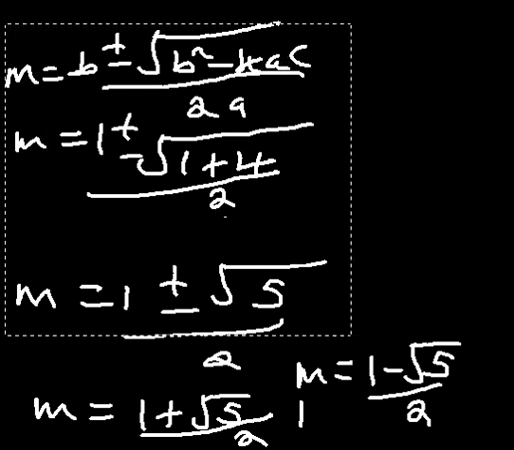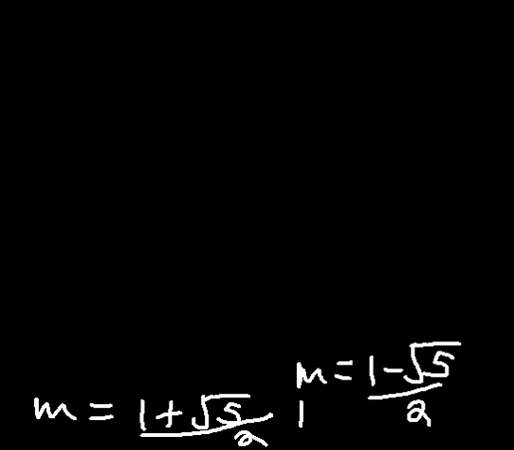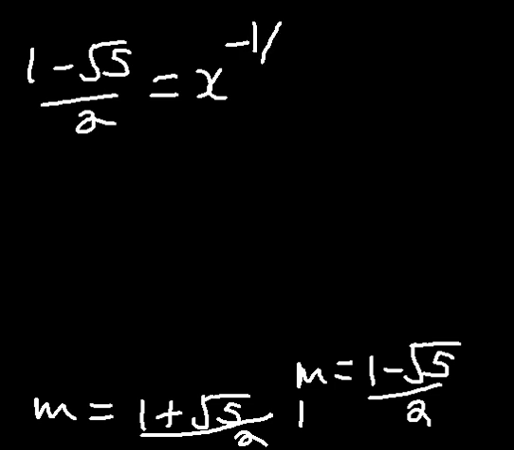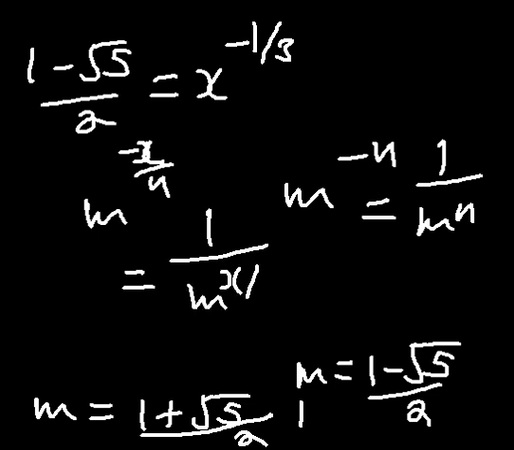Then I'll come back to the point where we have 1 minus the square root of 5 over 2 is equal to x to the power negative 1 over 3. So that will be given as that. And now, using the laws of indices, you should understand that m to the power negative n is the same as 1 over m to the power n. Likewise, if we have m to the power negative x over n, it is the same as 1 over m to the power x over n. So that's the principle we should apply here.